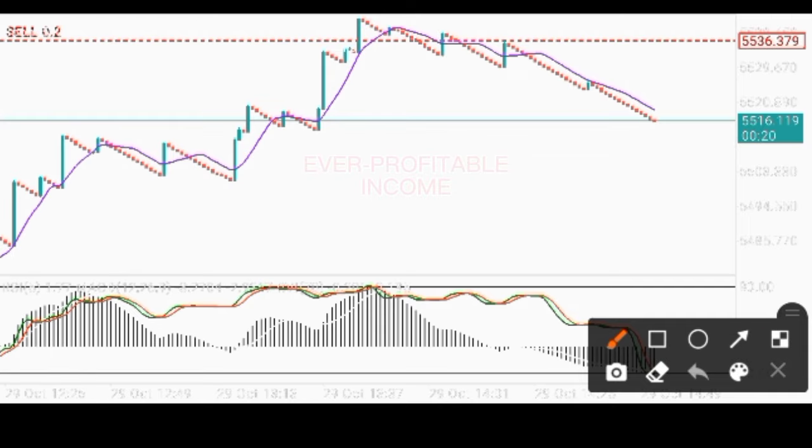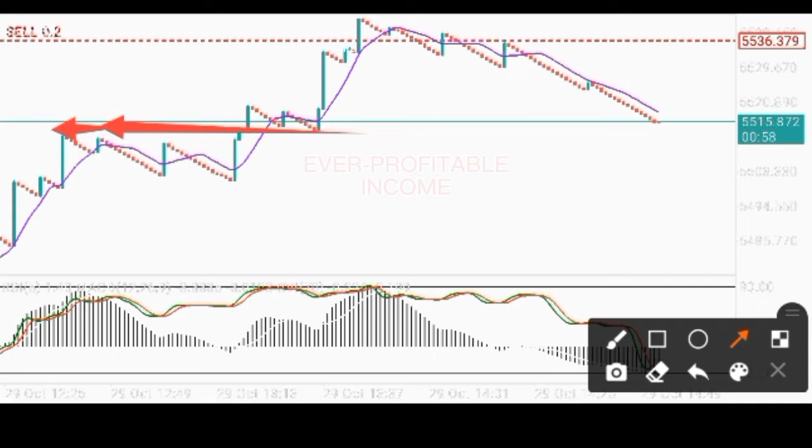Right over here we have a breaker block. Can you see that? Resistance turned support. That is a breaker block, at the point at which resistance turns support, or support turns resistance. So you have a breaker block there, and price is likely going to spike at that zone.